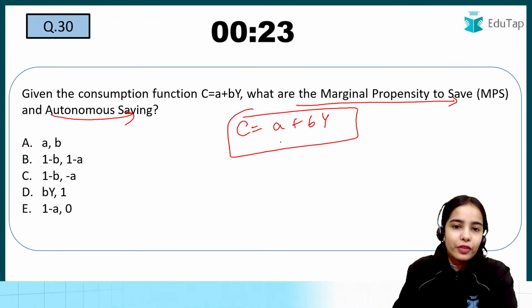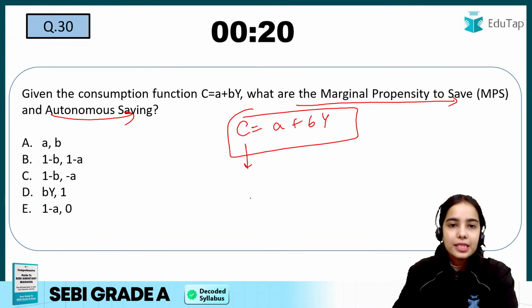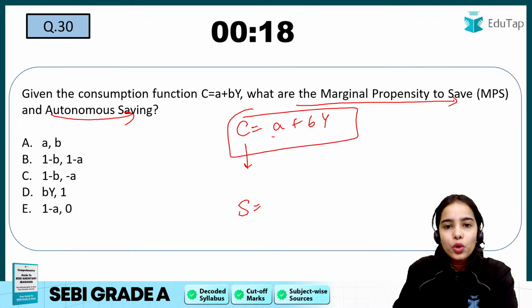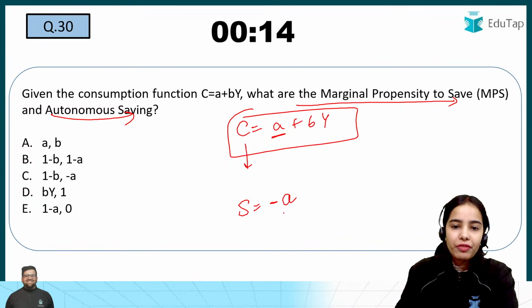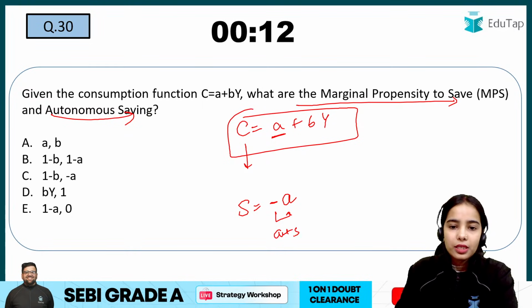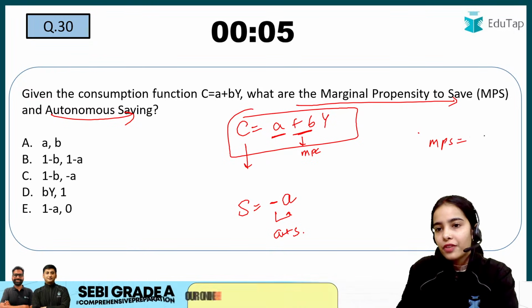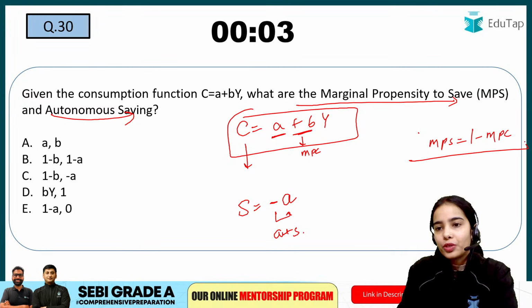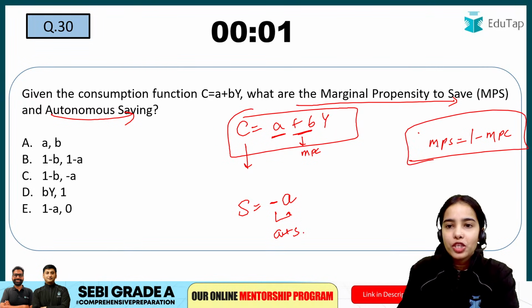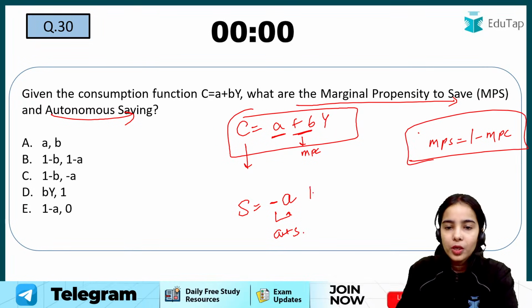This is the consumption function. From the consumption function, we can get the saving function. This is autonomous consumption, so negative autonomous consumption is autonomous saving. This is the marginal propensity to consume. So marginal propensity to save is equal to 1 minus marginal propensity to consume. So MPS is 1 minus MPC.